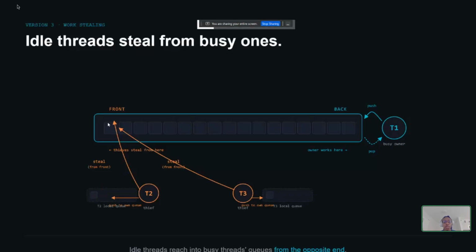Because with the deque data structure, you can pop from the front and from the back, right? So the thieves will only access from the front and do their stealing from the front, while the owner only works from the back. So at least there will be no struggle. The owner will just be doing his own thing from the back, and the thief will just be doing his own stuff from the front, right?